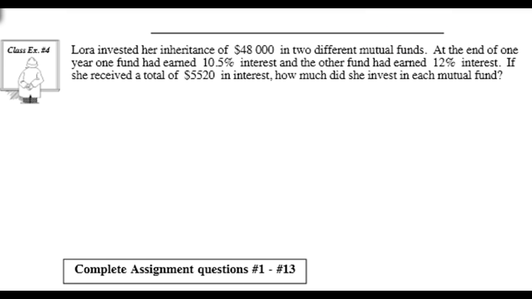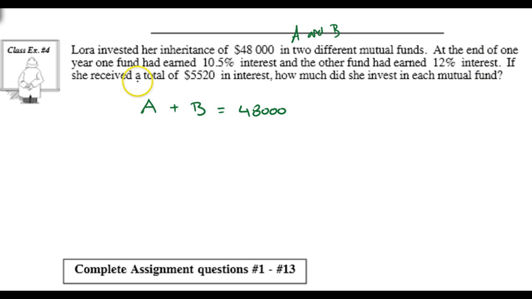Well, we can call the two mutual funds A and B. She invested her inheritance in two different funds, so all of the money went into both funds. $48,000 makes up the two funds, and she invested all of it. She didn't save any, so she's really gambling all her savings here. That's our first equation.